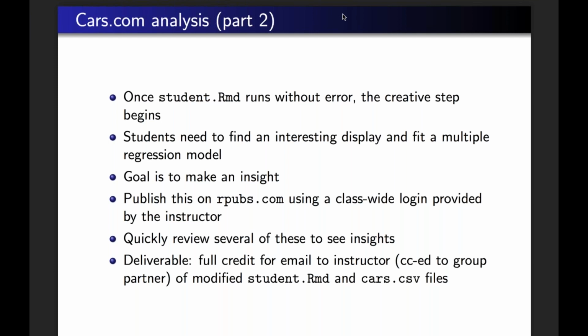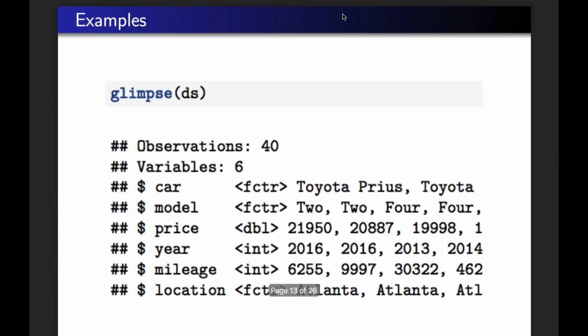This is early in the semester. I want to make sure that the students know each other to some extent, so they get full credit for an email to the instructor that's CC'd to their partner of their modified student.rmd file and their own version of the cars.csv file that they've created. I can then go ahead and collate that, and that's what I will be doing later on. But first, let's just see how this looks on the student end.